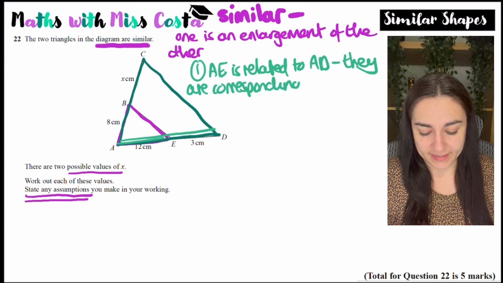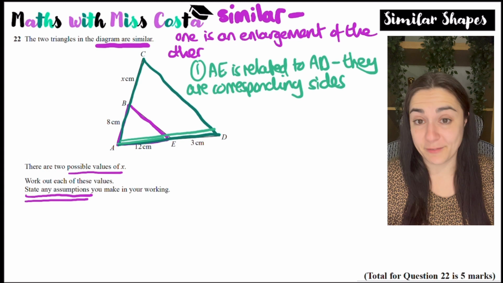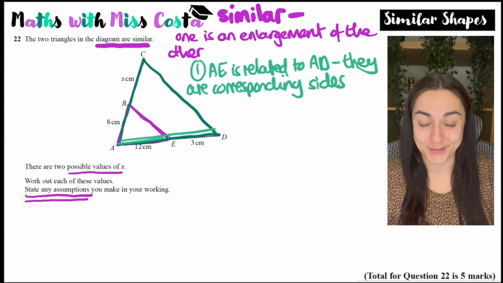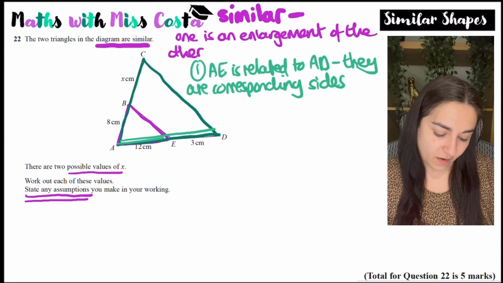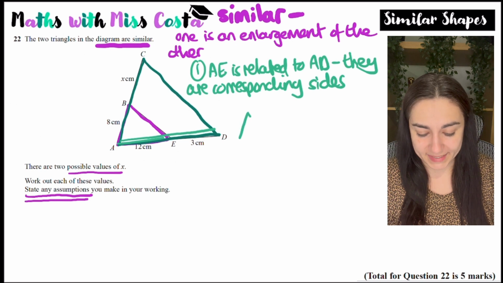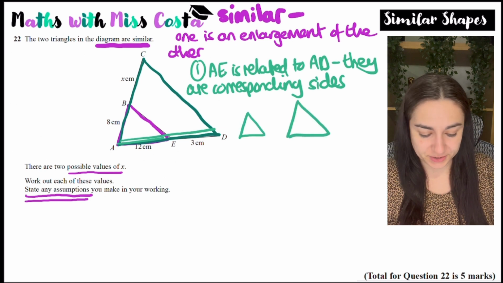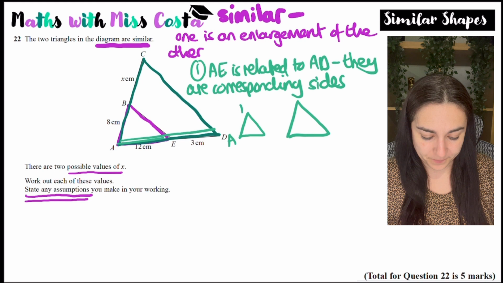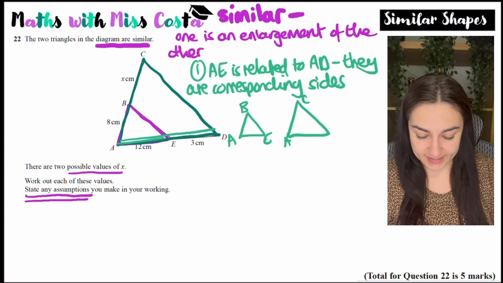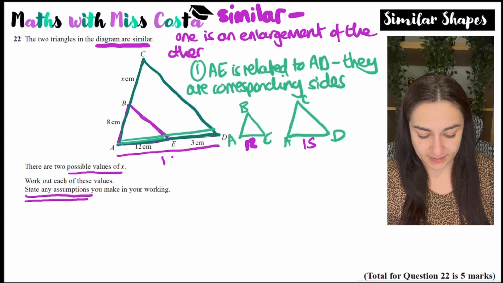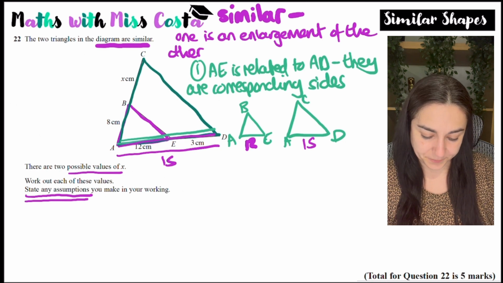Now, if I make that assumption, because I haven't been given any information as to which are the corresponding sides, then I would be able to figure out what the scale factor of enlargement is. So let's just draw these triangles out. I've got A, B, E, and then A, C, D. And the lengths are 12 and 15, because 12 plus 3 gives me a total length of 15 for AD.